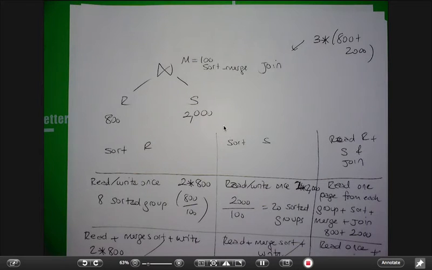Yes? You reiterate where you got these 3 from? Which one? 3 times 800. Yeah, so 3 times is because you read and write once here, right? So this is 2 from here. You read and write once from here, right? So then you read this one more time for the join part, and you read this one more time for the join part. So each relation is read and written 3 times.